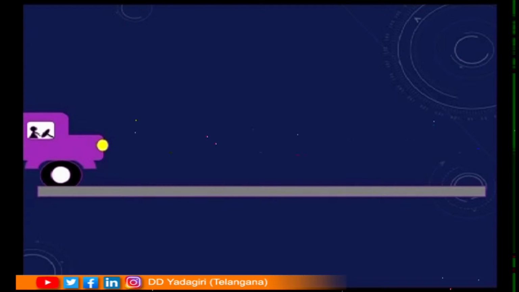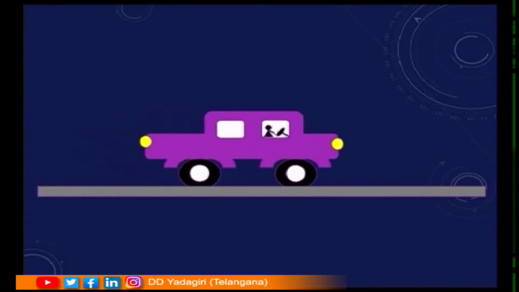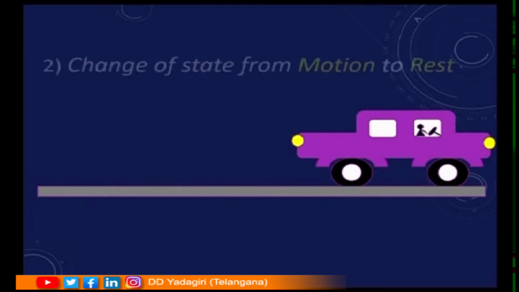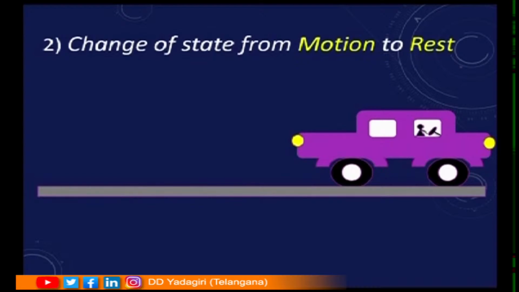Observe this second one. The car is moving. We want to stop this car. So how to stop the car? You have to apply the brakes. Means to change the state of motion from motion to rest, we have to apply the force.